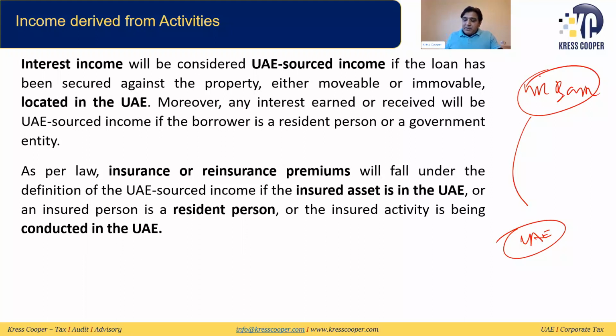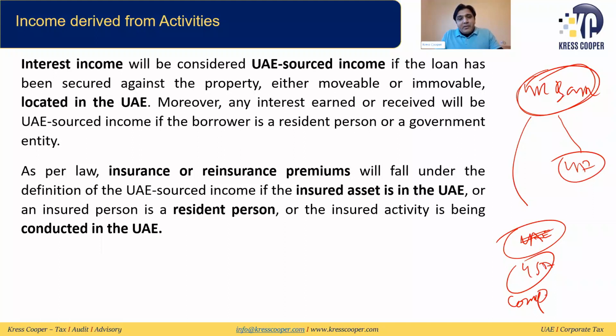As I mentioned, might be this is a UK bank giving a loan to a USA company, but the loan is being given by the UK bank against a property which is in the UAE. Then it will be considered UAE sourced income. It is not easy to track, but as given in the law, we need to respect it and consider that this provision of the law will be applicable as well.